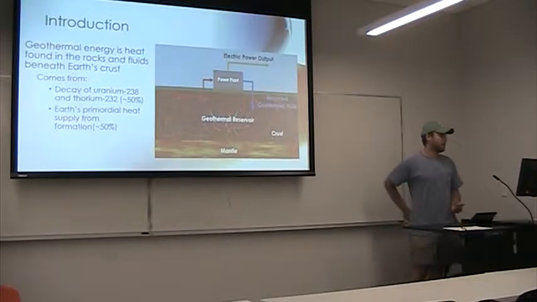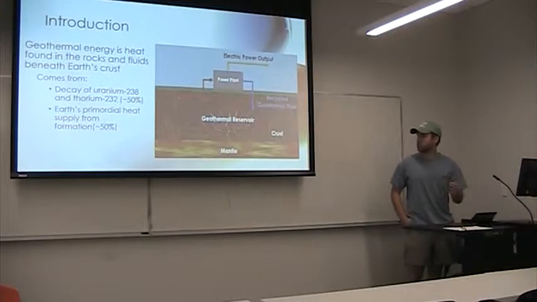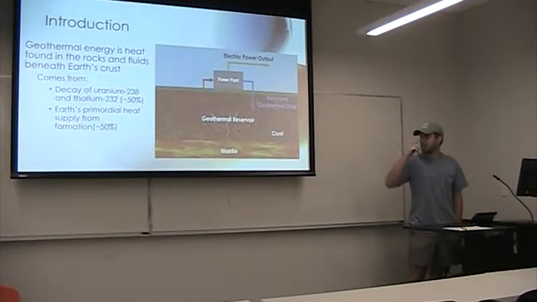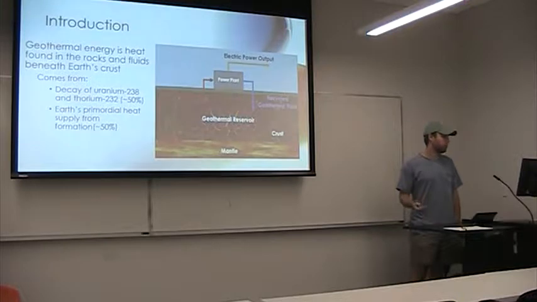That heat comes primarily from two things, and it actually comes equally from these two sources. It comes from the decay of uranium and thorium isotopes, and it comes from the initial heat of formation of the earth, from when it was being formed.